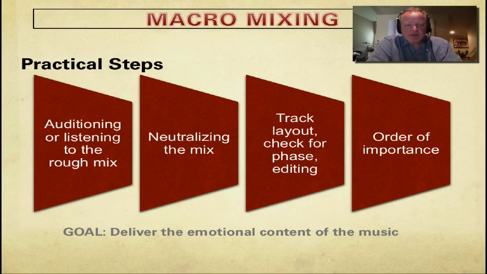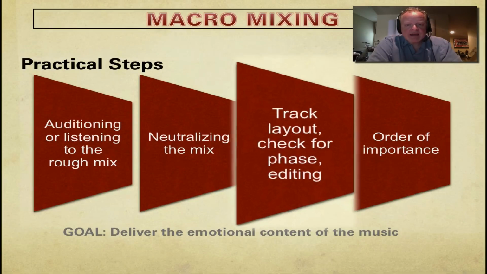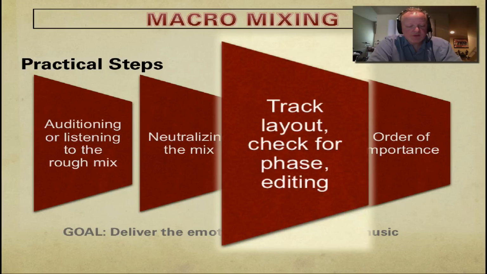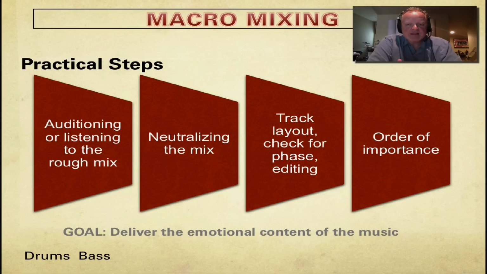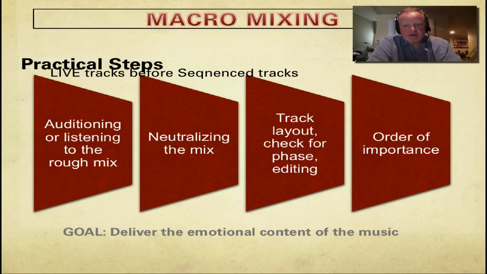Then when I have a pretty good picture of what material I'm dealing with, the next step would be to completely neutralize the mix, and that means you turn everything all the way down. You would at that point check your track layout, make sure that it has the correct layout, which we've discussed before. It should always be drums, bass, guitars, keyboards, lead vocal, background vocal, sound effects, submixer, and effect channel. And remember, live is always before sequenced in the same group. That means live drums would be before sequenced drums or percussions.